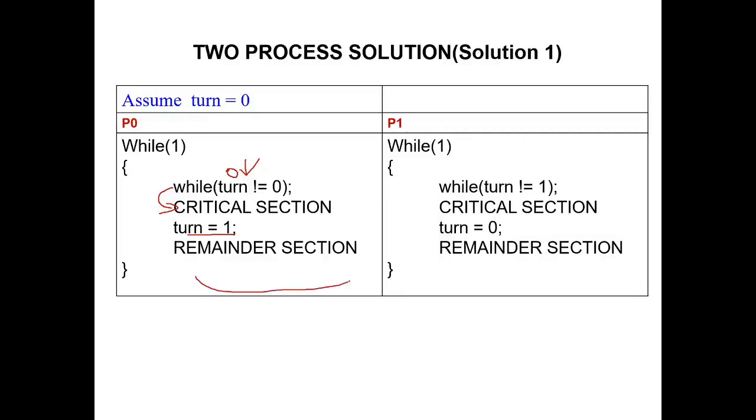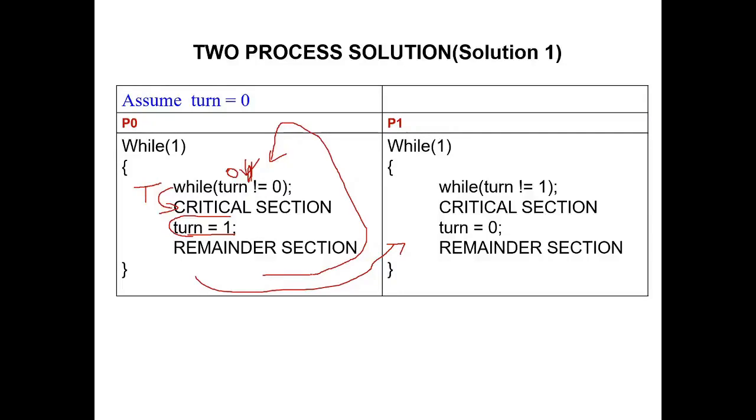Now P1 is not interested to enter into the critical section. So again P0 becomes interested to enter into the critical section. So P0 enters into the critical section. Now it checks whether the turn value is not equal to 0. But here the latest turn value is 1. So it is going to check whether 1 is not equal to 0. Yes, the condition is true here, and P0 gets stuck here.